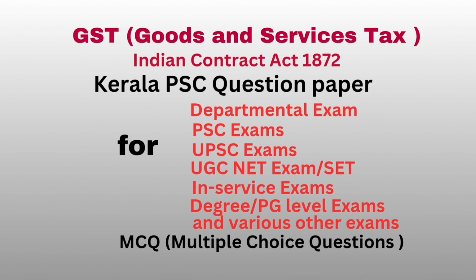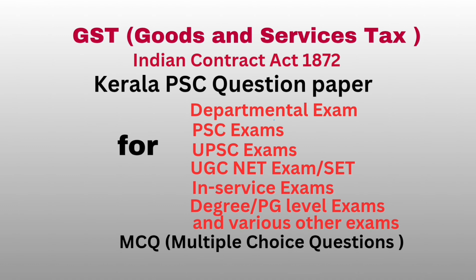Which does not include interstate supply? Location and place of supply are in. Option A, 2 different states. Option B, 2 different union territories. Option C, a state and a union territory. Option D, none of the above. Correct answer option D, none of the above.